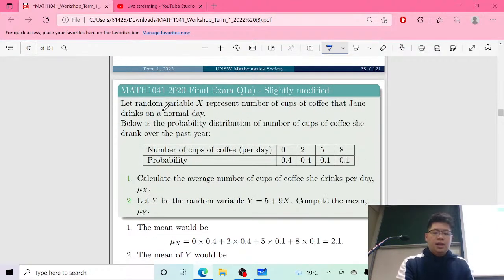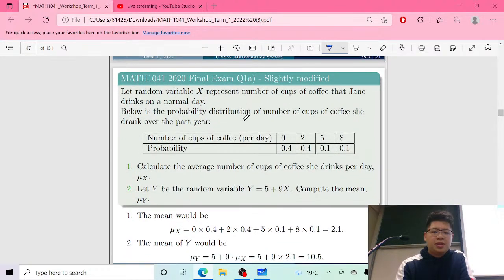So let the random variable x represent the number of cups of coffee that Jane drinks on a normal day. This is from the 2020 final exam, by the way. Below is the probability distribution of the number of cups she drank over the past year. So we have 0, 2, 5, 8 cups per day, and the probabilities are 0.4, 0.4, 0.1, 0.1.